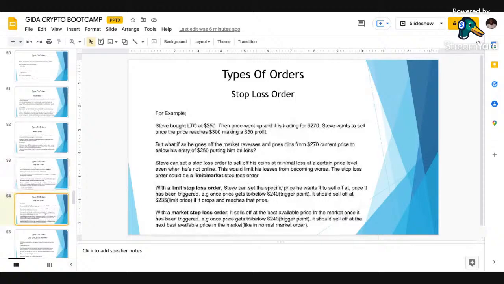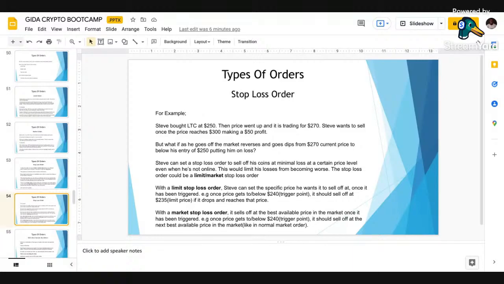Let's look at an example to get this clearly again. Let me use another example so you can get this concept clearly. Steve bought Litecoin at $250. The price went up and it is now trading at 270. Now Steve wants to sell once the price reaches 300. From buying at 250 to 270 to 300, he has already defined his profit level in his mind. He's saying that once this price gets to 300, he wants to sell, making a $50 profit.